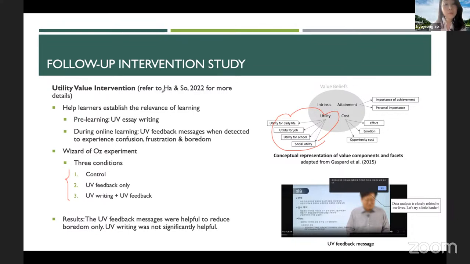Again, this was published in a learning science conference this year. So if you're interested, you can refer to this article.